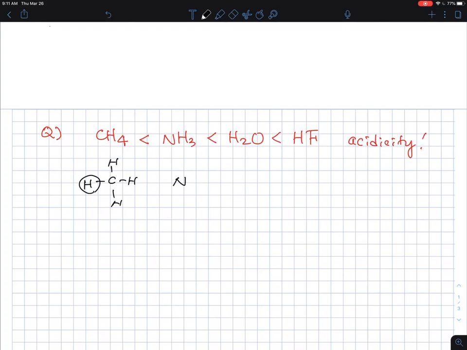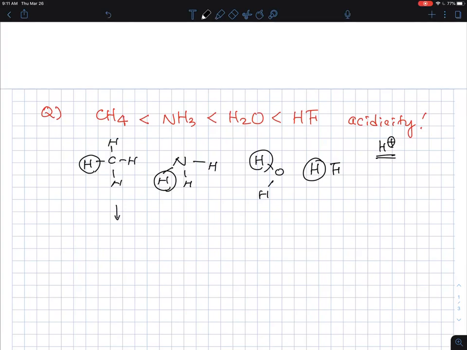And this is ammonia. What about losing hydrogen here? This is water. What about losing the hydrogen here? And this is HF. This is losing the hydrogen here. So acidity means their tendency to lose a proton. So this is what acid is about.